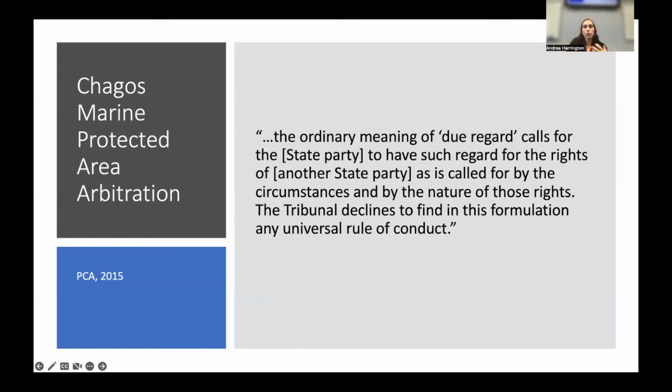You look at what else is going on. What is the state trying to do? What are the activities of the other state or states that might be interfered with, that you might be acting with disregard for in that circumstance? How do you balance those?